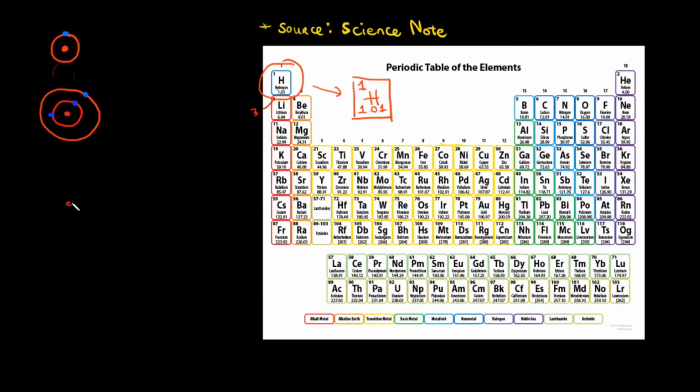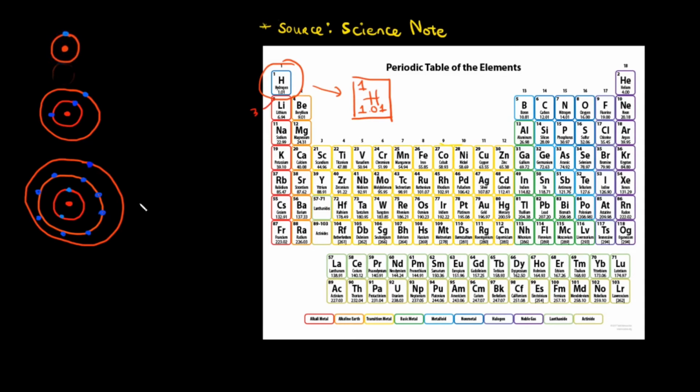How about sodium? We have the nucleus, and sodium has the atomic number of 11, which means 11 electrons. Let's draw the first shell, which can only hold 2 electrons. So we have 1, 2, and is it 11? We have 9 left. Let's draw the second shell. The second shell can hold at most 8 electrons, so let's fill it up with a total of 8. 8 plus 2 is 10, so we have 1 more electron left, and that's when we have the third shell to accommodate that last electron.